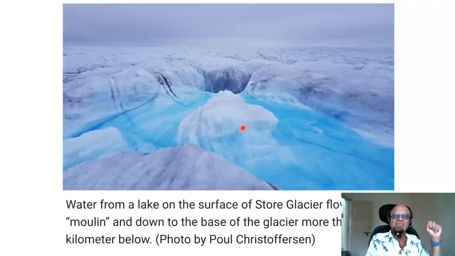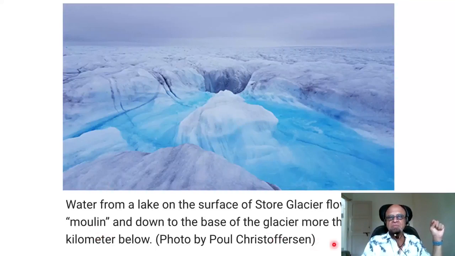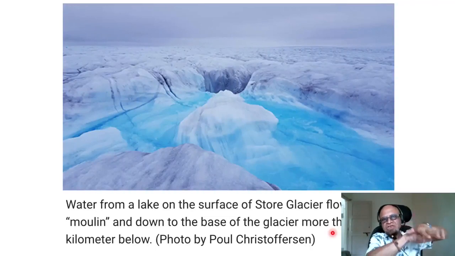You may have heard of something like Moulin Rouge, but talk to your parents before you explore those sorts of things. So here is a moulin, and down to the base of the glacier, more than a kilometer deep here. What happens if the water goes all the way to the bottom of the glacier? It can begin to melt the glacier at the bottom, and the glacier is sitting tightly on the surface, and it's not able to slide because it's stuck to the rock bottom.